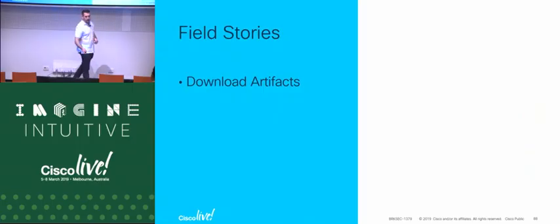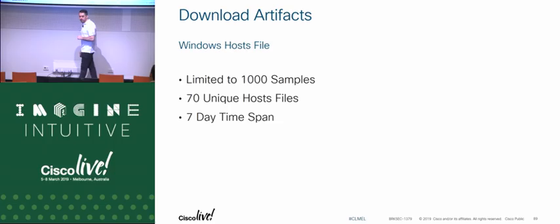How about downloading artifacts? We mentioned we had them. We mentioned we could download them. What's that look like? Right, so I wrote a script for downloading the hosts file, or the Windows host file. I limited my script to 1,000 samples. The 1,000 samples ended up spanning a 7-day time frame, and I got 70 unique host files out of this.